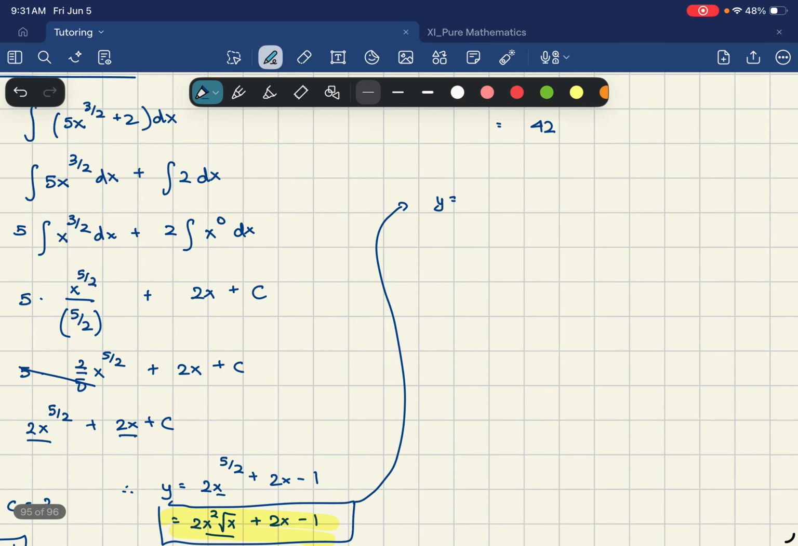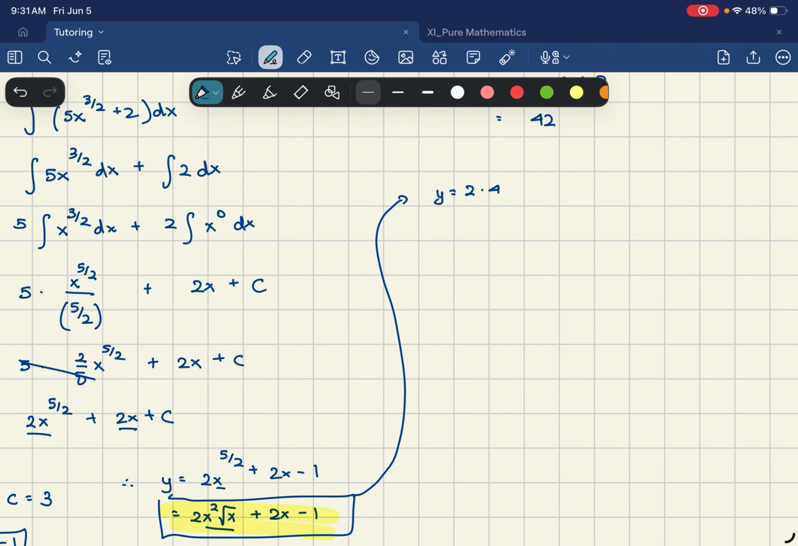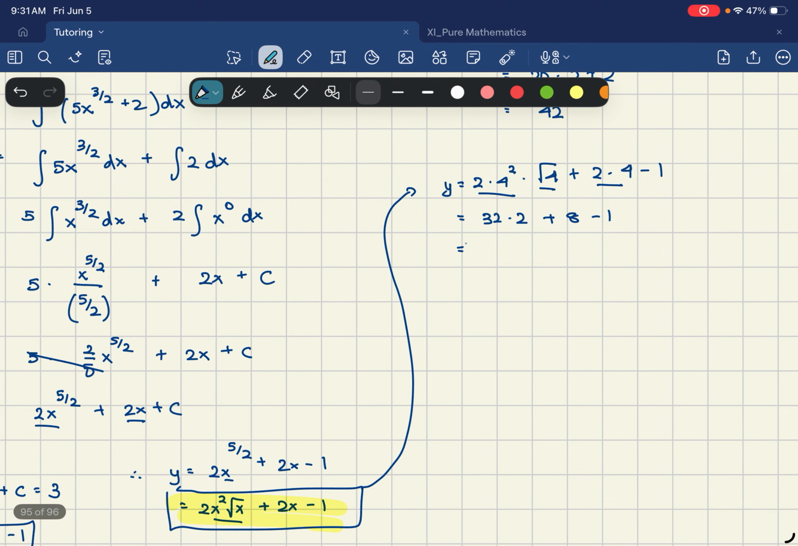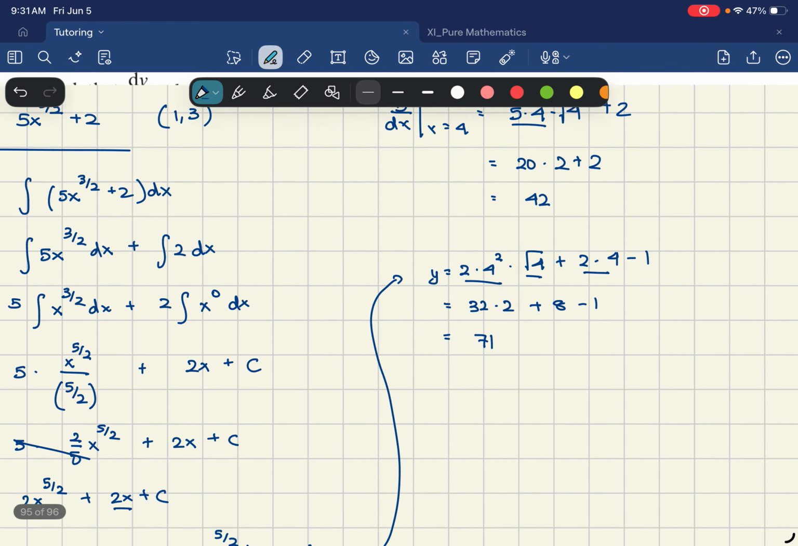When x is equal to 4, your y is going to be 4 squared times square root of 4 plus 2 times 4 minus 1. I've just substituted x is equal to 4 here. If you simplify, you get 32 times 2. 2 times 4 squared is 16, so 2 times 16 is 32, square root of 4 is 2. So 32 times 2 plus 8 minus 1. So 64 plus 8 is 72 minus 1 is 71. So y is equal to 71.